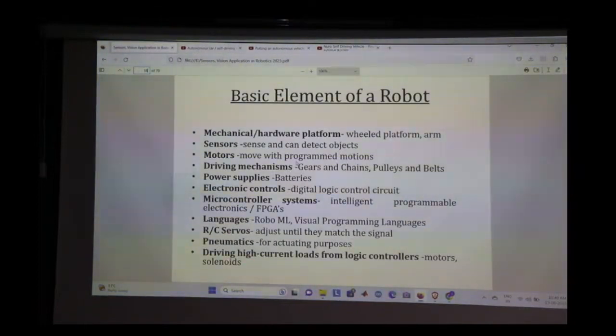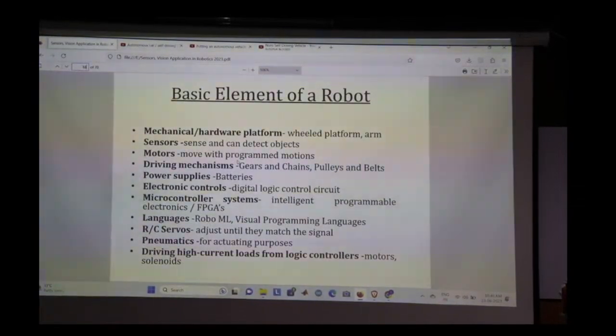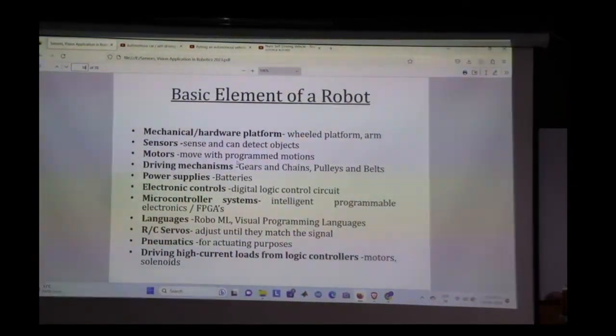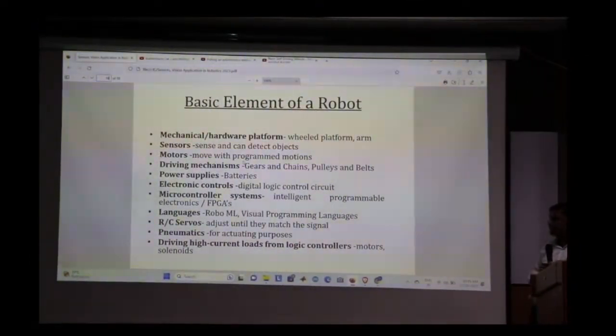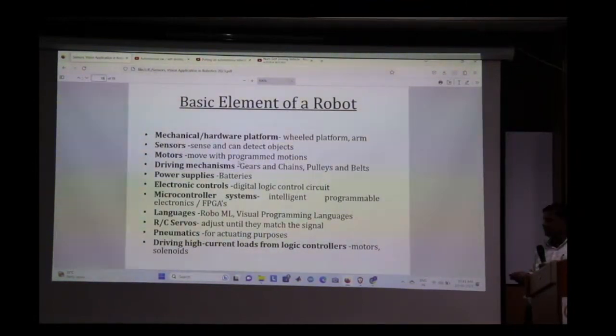Then we have got driving high current loads from logic controllers. You may be aware that most of the logic circuits work with very low power, and they generate maybe 5 volt or 3.3 volt DC. So if you have to drive a big motor with that logic controller, you need something in between that will take care of all that. So we need circuits for driving high current loads from logic controllers. Sometimes we use solenoids or relays and other things for that.